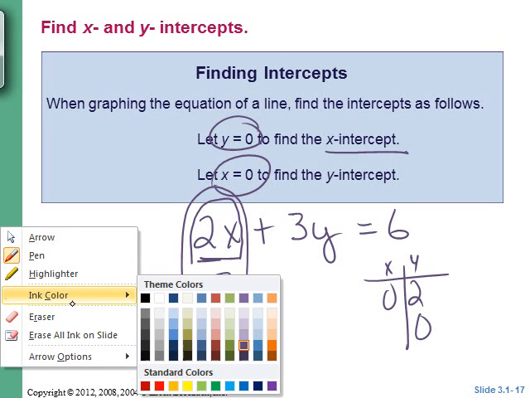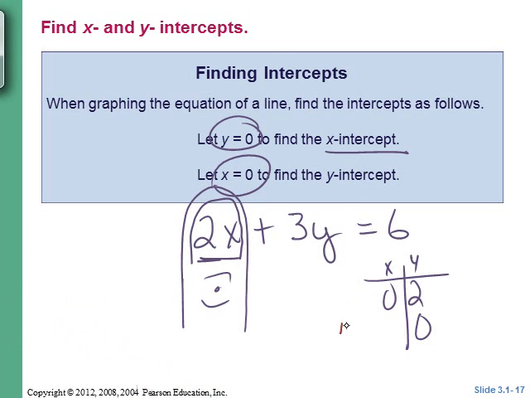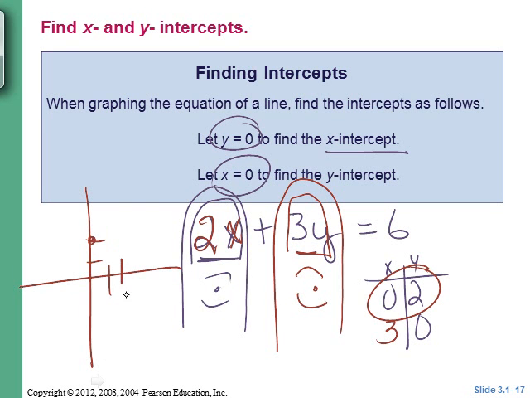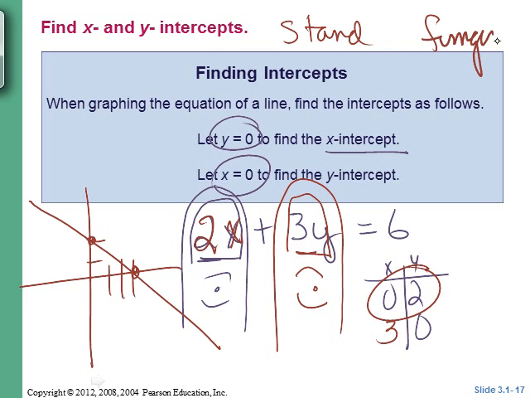Then, when I want to find the x-intercept, I'm going to change colors here so that you can see what I'm talking about. I cover up the y with my finger. Here's my finger. And when I do, I notice that 2x is 6. 2 times what is 6? 2 times 3. So then I've got both of my intercepts, over 0, up 2, over 3, up 0. I've got 2 points. I can just draw the line. So with the standard form, I remember to use my finger to cover it up.